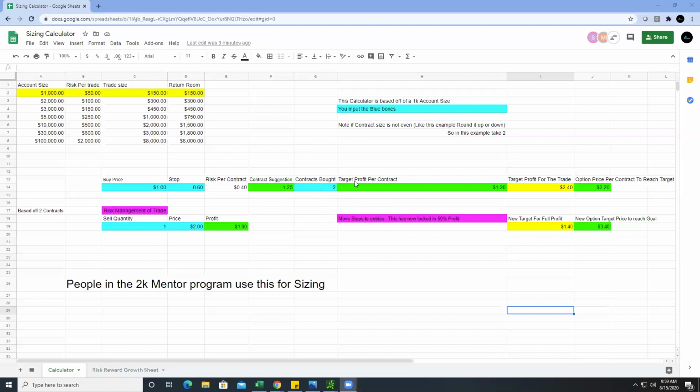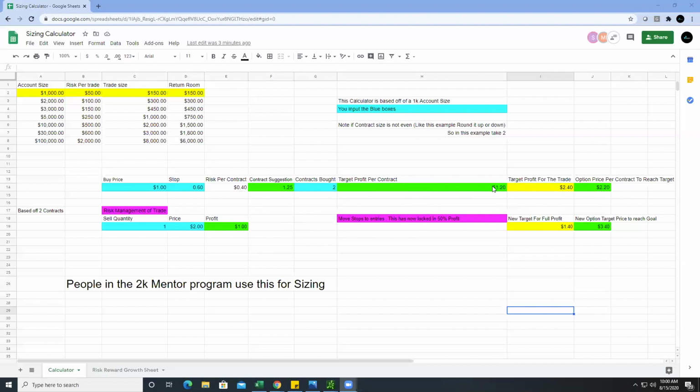What's our target profit per contract? Well, if we're risking 40, 3 times 40, because we want 3-to-1, is $1.20 per contract. What's our target profit for the trade? $240, right? Because we're taking 2 contracts. So it's just 2 times $1.20. If we just held the options and basically played ride or die, let it get there, $2.20 per contract would be your sell price to hit your goal.